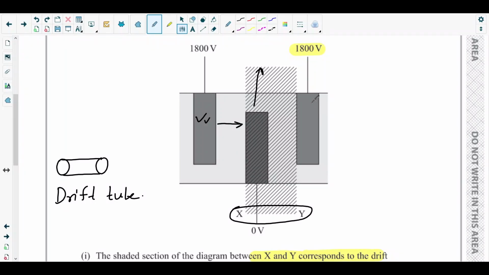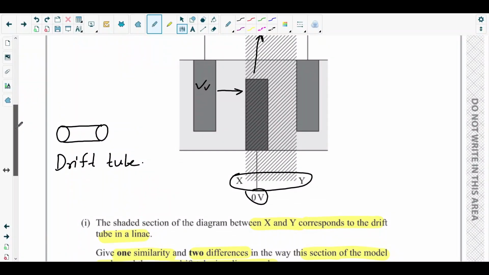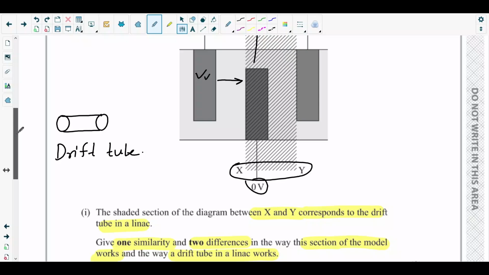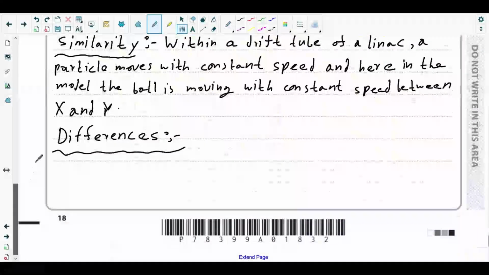Because the ball is discharged. It is discharged at 0 volt. Since it is discharged, it has no charge within it. So therefore, it will not be affected by the electric field. The discharged ball will not get affected by the electric field. So that's why this is the difference. Within a drift tube there is no electric field, but here in this model there is an electric field between x and y.